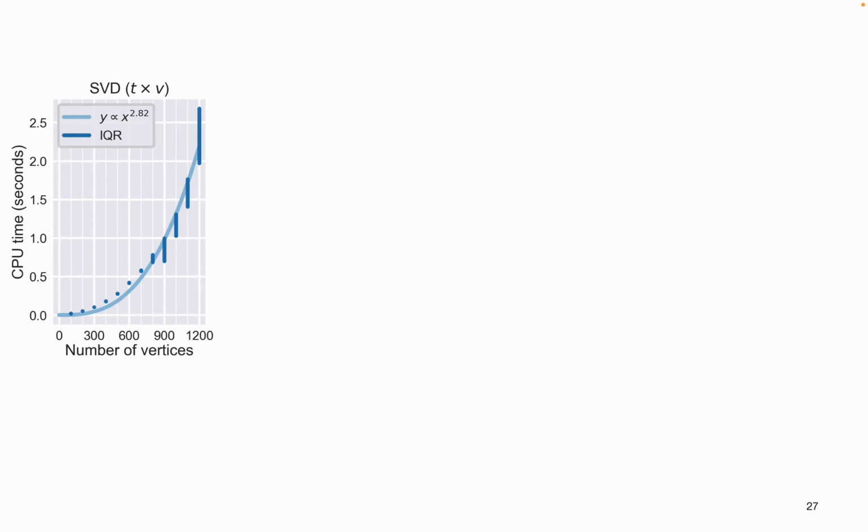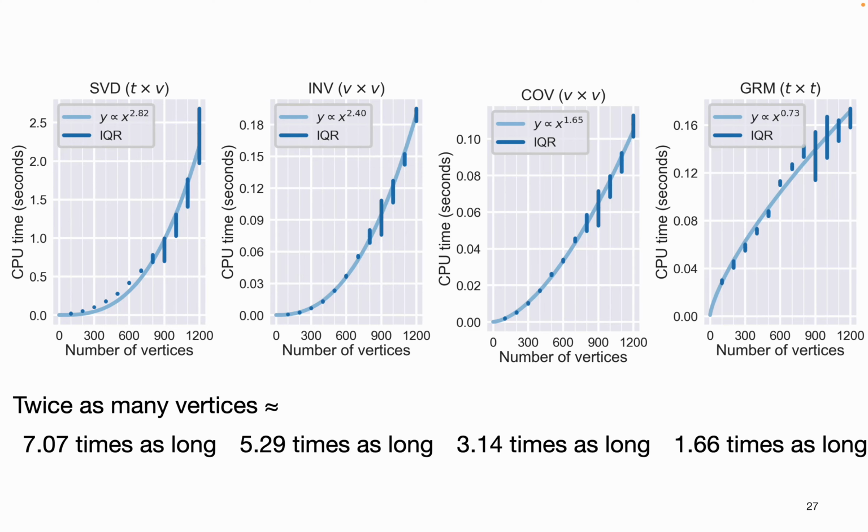For example, for singular value decomposition, if we double the number of cortical vertices, we don't just double the computational time. Instead, the computational time can be 7 times as long. And similarly for other matrix operations as well.